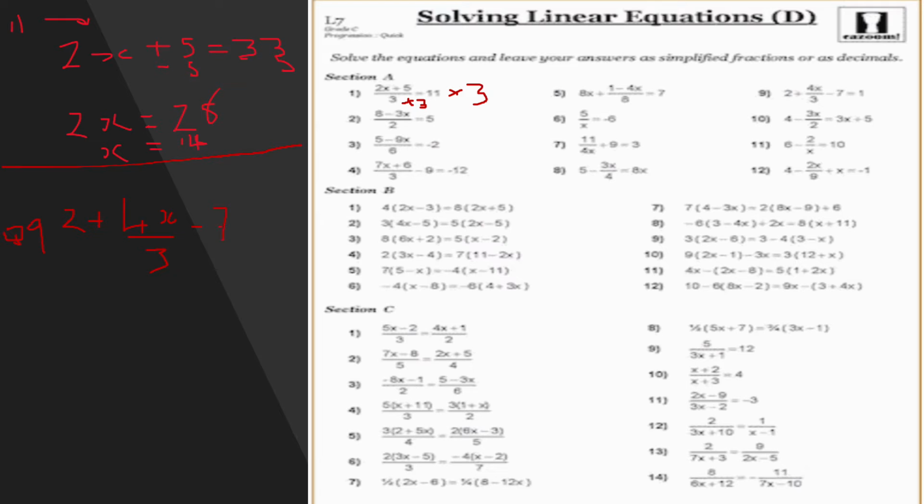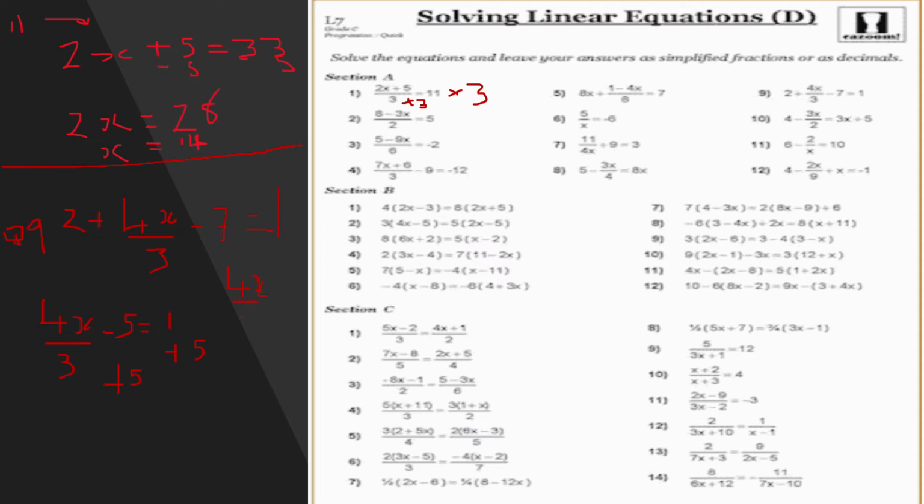Now, I can start by doing many things actually. What I'm going to start with is just simplifying the left-hand side. 2 minus 7 is minus 5. So I can rewrite the left-hand side as 4x over 3 minus 5 is equal to 1. I can then add 5 to both sides of my equation, so I get 4x over 3 is equal to 6.